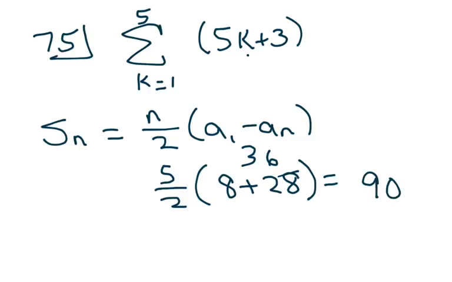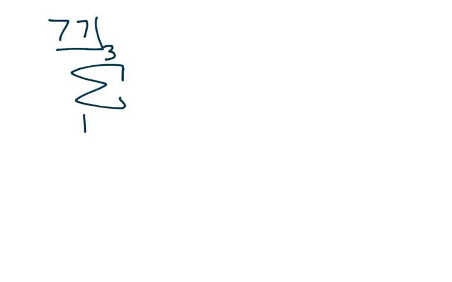Okay, I'll try to do one more. I don't want my time to run out. Let's do one with the square in it. Let's do 77. These are all fairly simple. Just don't be scared of the summation sign. So we have 3, k equals 1, and we have k squared plus 4.